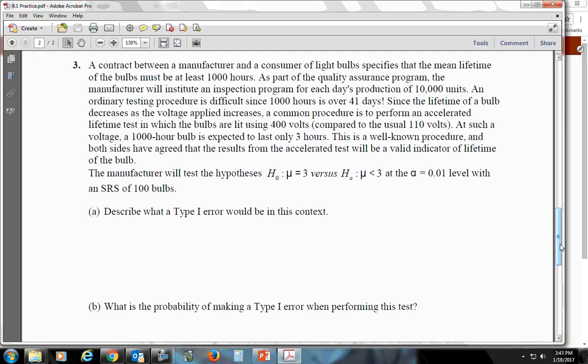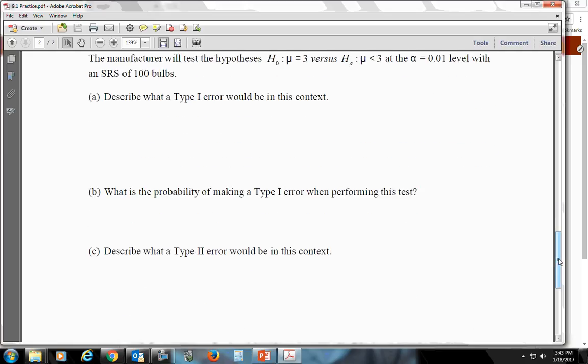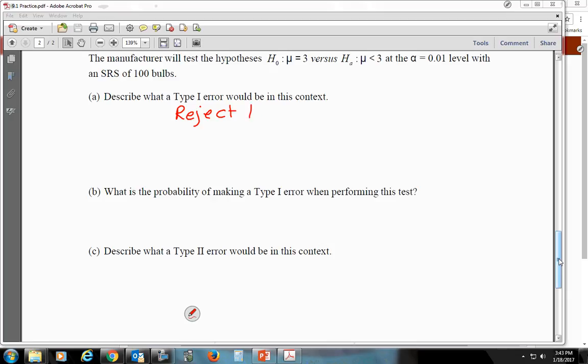So let's start with the basics of what you have to memorize. What is a type 1 error? And then we'll put it into the context of the problem. Reject the null. Okay, type 1 is when you reject the null, but the null was true. It came out that it was actually true. We rejected it. We said, nope, that's not true, but it was true. So what is that in the context of this problem?